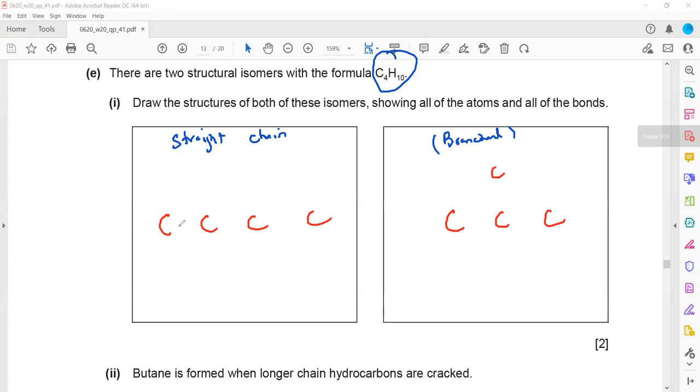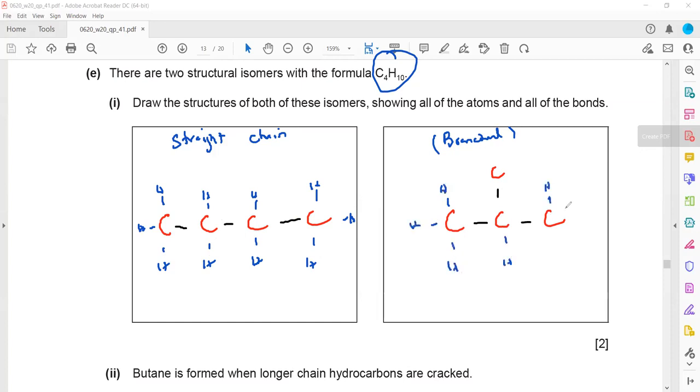Then we have to represent all the bonds. Because these are alkanes, between the carbon atoms there should be a single bond. And then the rest will be hydrogen. Carbon can form a maximum of 4 bonds. This one is having 1, so this will have 3 hydrogen. This is having 2, so 2 hydrogen. This is having 2, so 2 hydrogen. This is having 1, so 3 hydrogen. In the branched one, the left hand carbon will have 3, the central one will have 1 hydrogen, the right hand carbon will have 3 hydrogen, and the branch will also have 3.